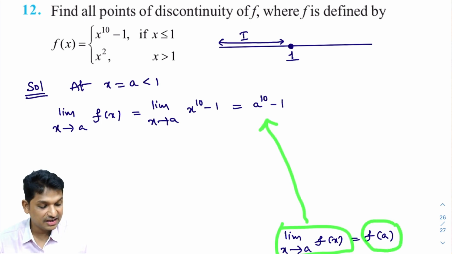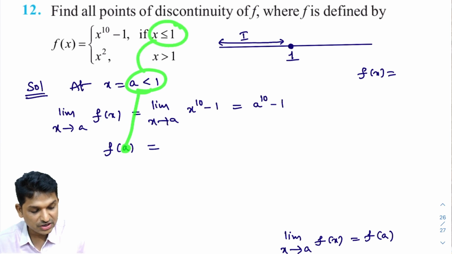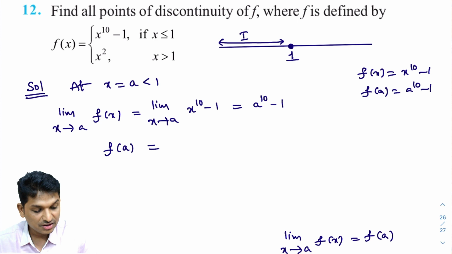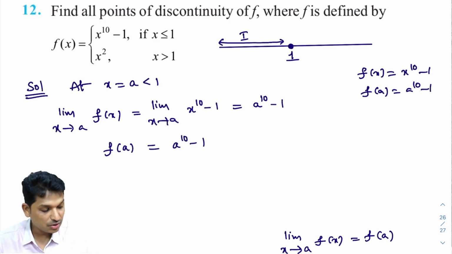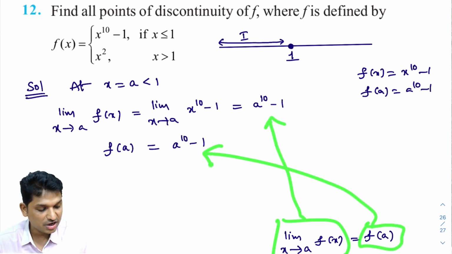Now I'll calculate f of a. To calculate f of a, you need to know the function. Here, a is what you are trying to calculate. What is the a value? The a value is less than 1, so you need to choose the first function. f of x is x power 10 minus 1. So f of a is a power 10 minus 1. I calculated this one and I got a power 10 minus 1, and I calculated the other one and I also got a power 10 minus 1.